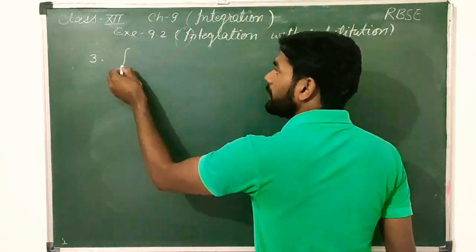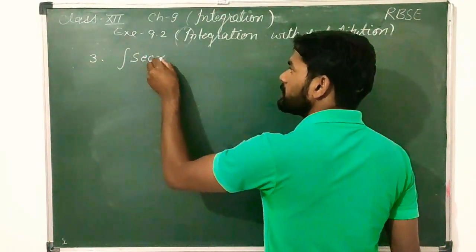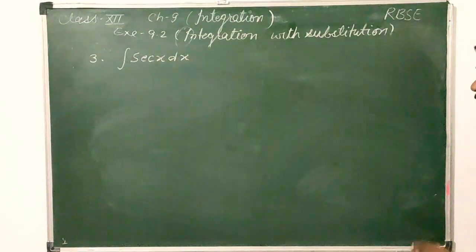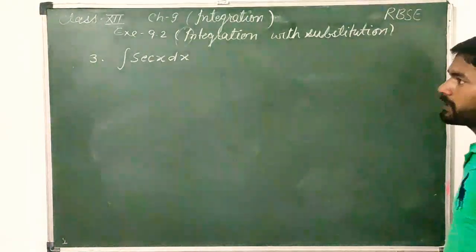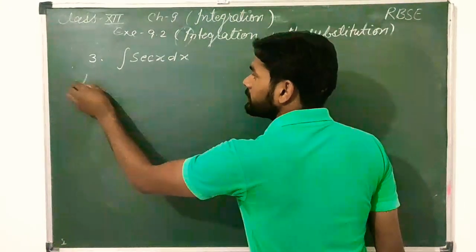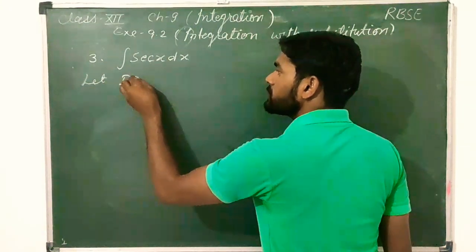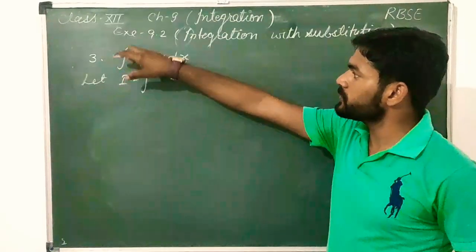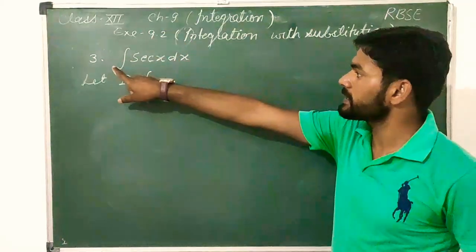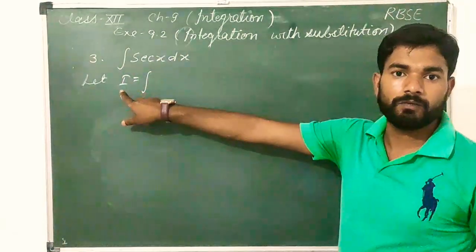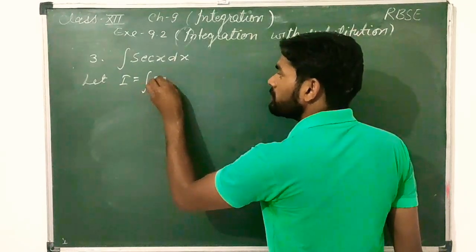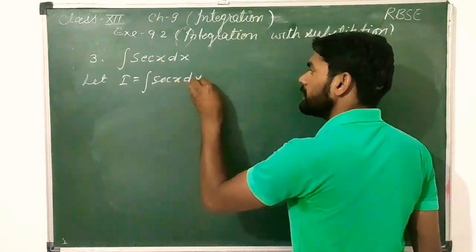Now the next. Third, integration of sec x. It is a little bit different from the past 2 parts. Let I is equal to integration of sec x dx. In integration, the first thing you should do is consider the integrand given to you as I.